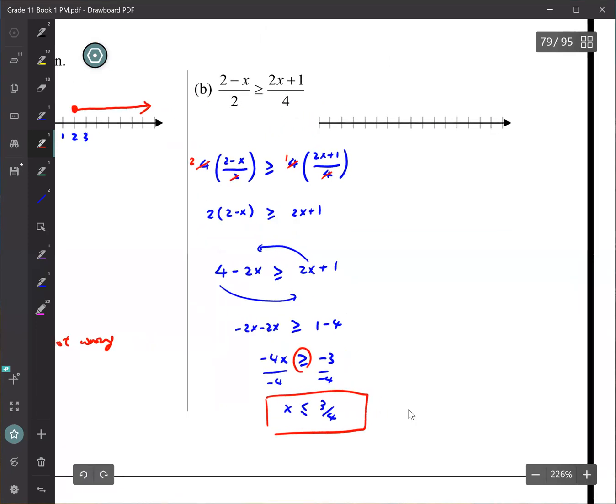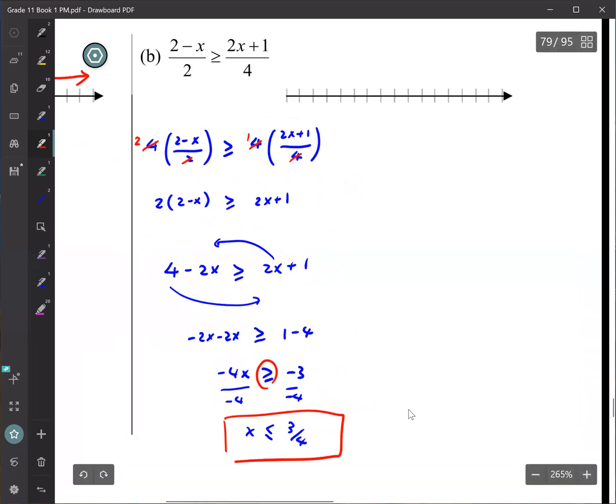So this one has a fraction answer. When you are showing the graph for your homework, if you get something with a fraction, 3/4 is really tiny, right? If you do it like this, with 0 and 1, 3/4 will be very hard to show. So what you do is you look at the denominator. The denominator is 4, so you will have 4 steps as 1.